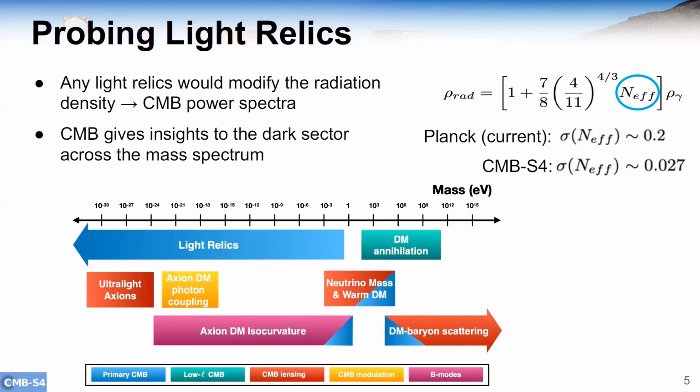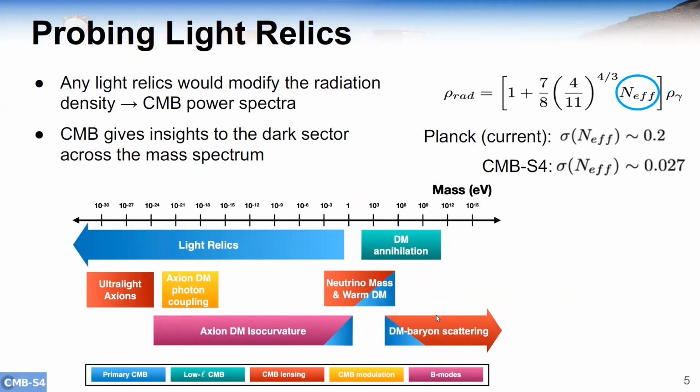But one's really mapping the dark sector even more, beyond just the number of species. You can see there's a vast array of signatures you can get from isocurvature, from axions, from dark matter annihilation, and so forth. So you're probing this enormous range of dark matter masses, all through everything from the primary CMB to CMB lensing to features such as oscillations and modulations in the CMB.